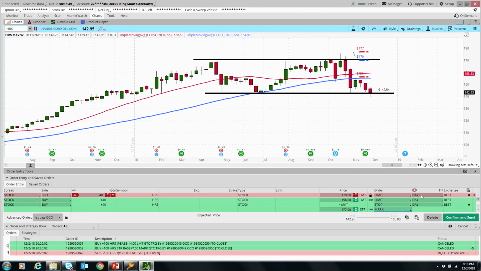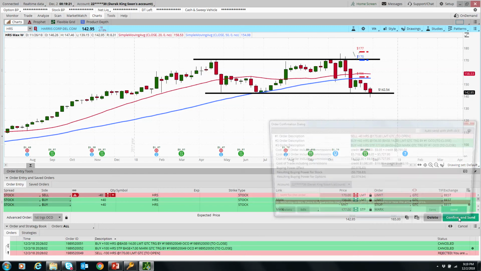So now to set this order until it is triggered, we set a good till cancel order, which in short we call a GTC order. So only when the price reaches 170, then it triggers. It gets both the buy order at the level of 156 target profit, and also the 177 stop order to be active. All right. So once all these numbers are set, then you can click confirm and send.